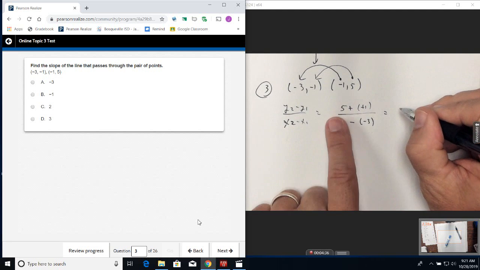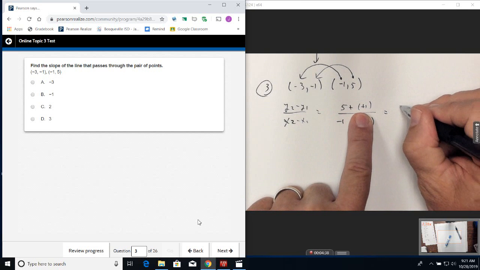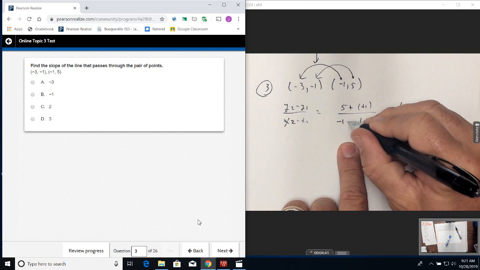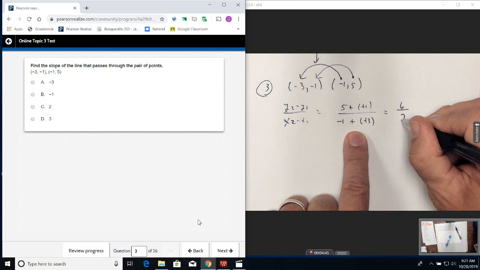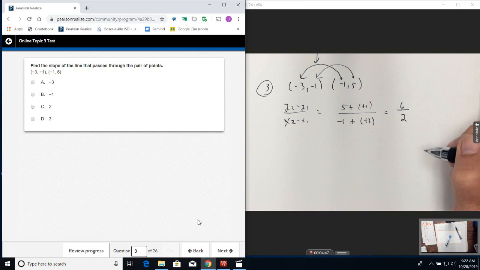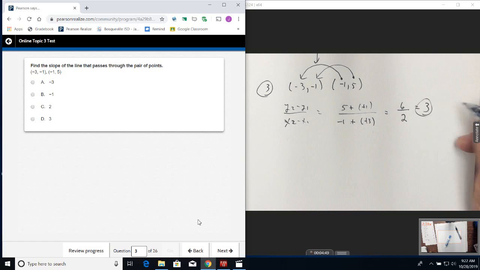Add the opposite. So 5 plus a positive 1 is what? 6. -1 minus a -3. You add the opposite, and that would be a positive what? 2. And 6 divided by 2 is 3.